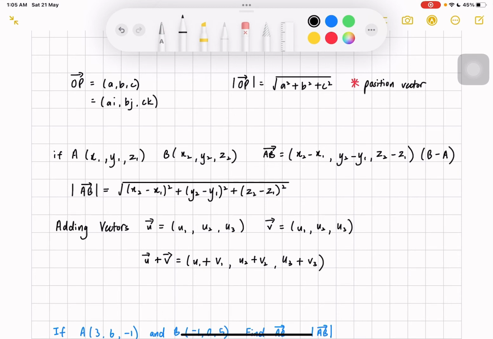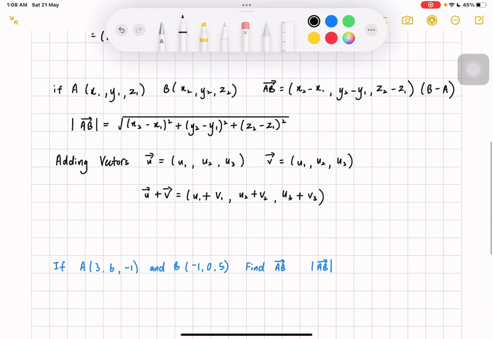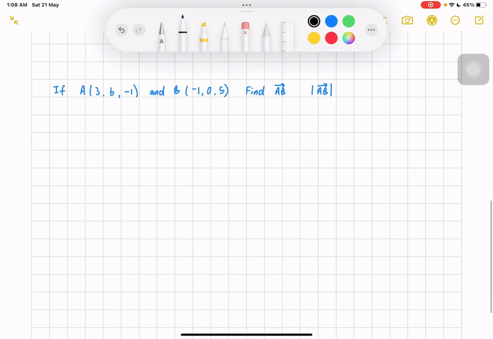Now, adding vectors is exactly the same as how we did it in vectors in R2. All we have to do is add both the X coordinates, Y coordinates, and now the Z coordinates. Now let's move on to a question. If we have point A and point B, let us find vector AB and the magnitude of vector AB.